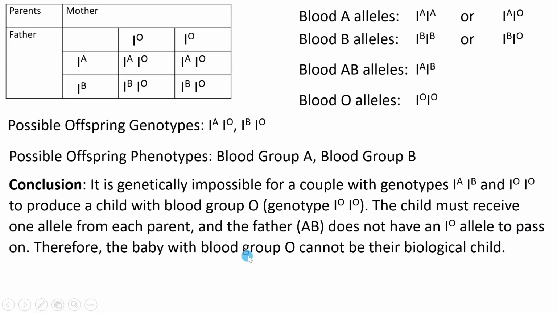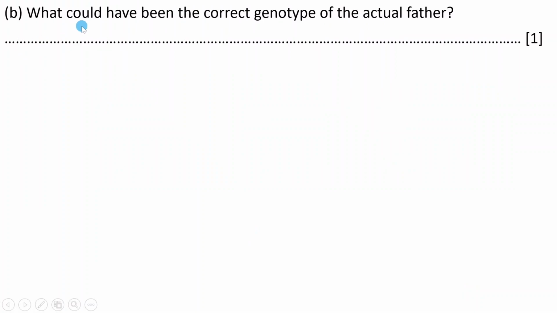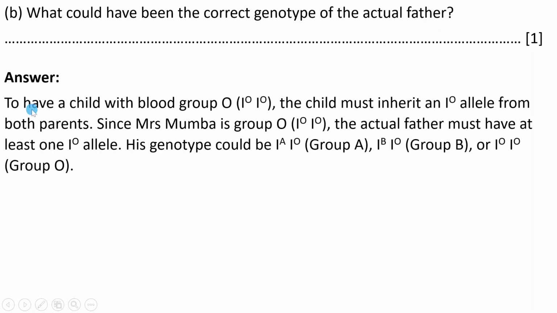Therefore, the baby with blood group O cannot be their biological child. Yeah. So B says, what could have been the correct genotype of the actual father, like the genes. So in answering, we're saying to have a child with blood group O, which is OO alleles, the child must inherit an O allele from both parents.